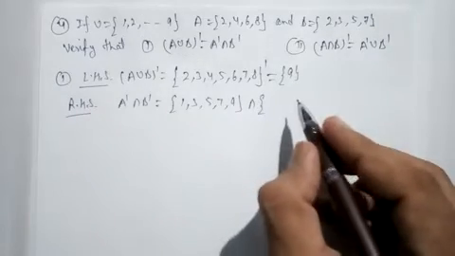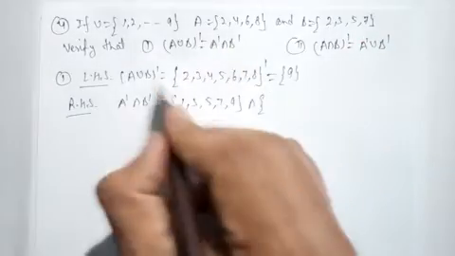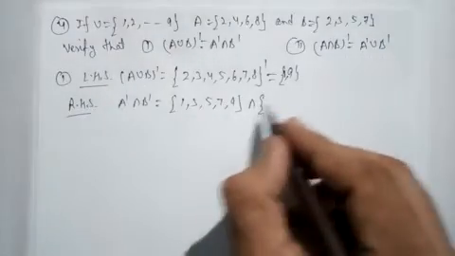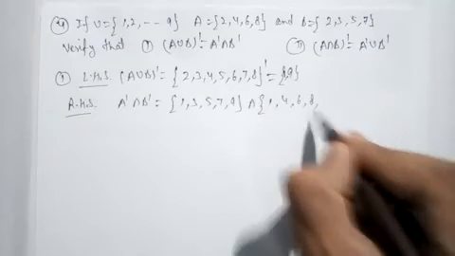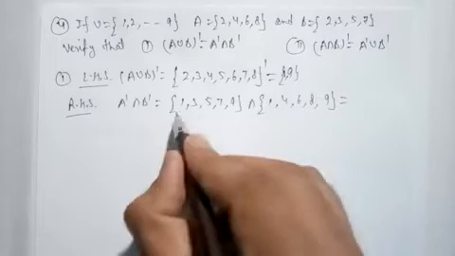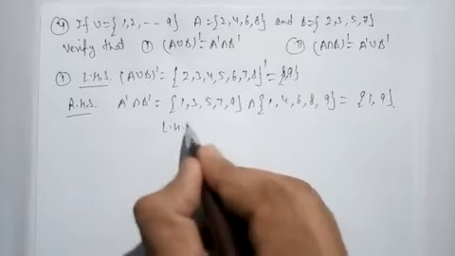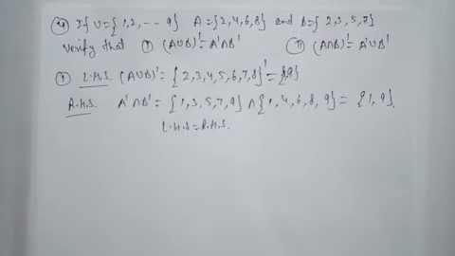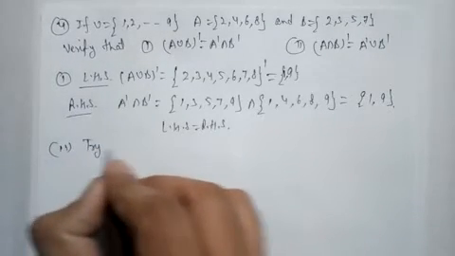Intersection B complement is, here, A union B. So this is 1 and 9. A intersection B complement is 1, 4, 6, 8, 9. So the intersection is 1 and 9. So left hand side equals right hand side. Clear? So similarly we can find the second. Try yourself.